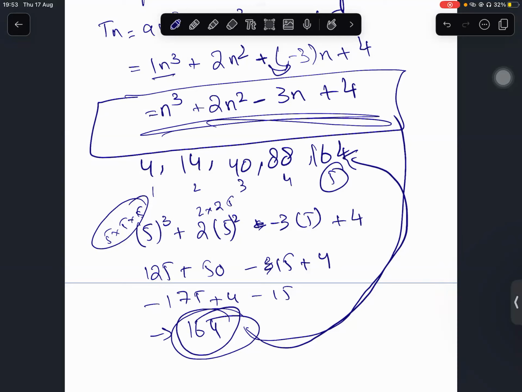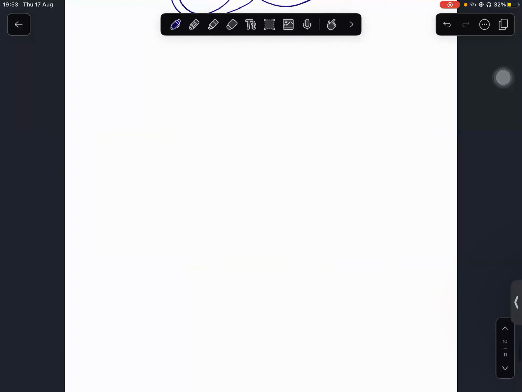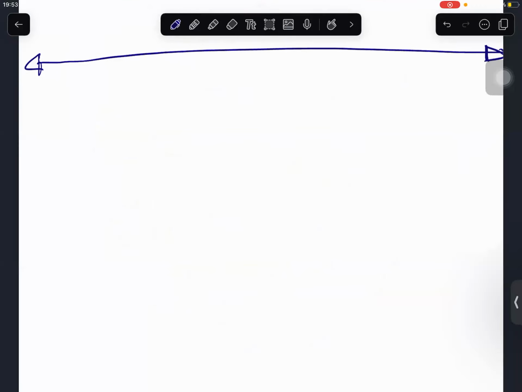Perfect. Let me try to find one more question which we can do. Okay, so this is a very basic linear question. I'll try doing this. I'll try to find you a few cubic questions which you can try at home.